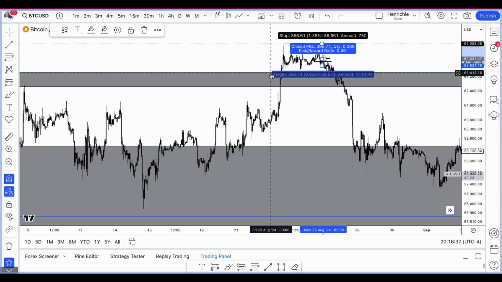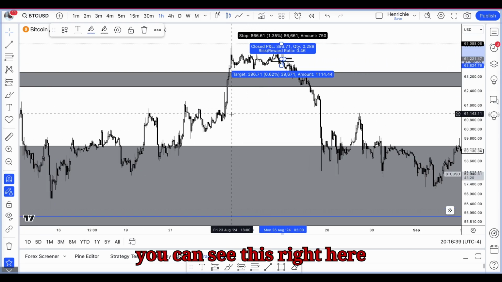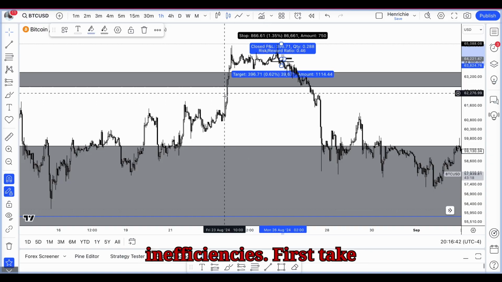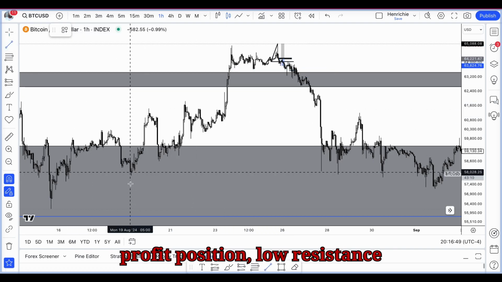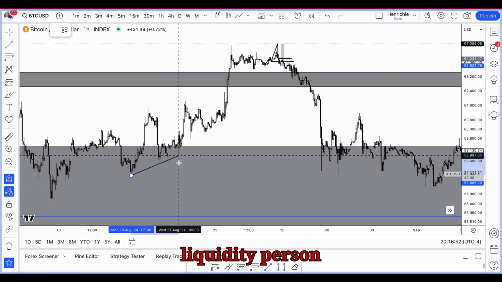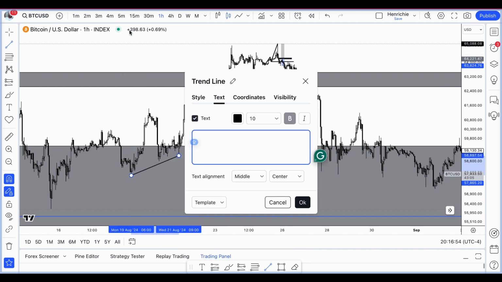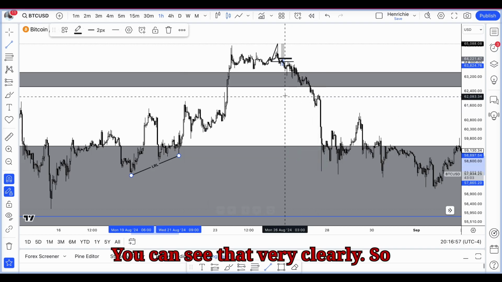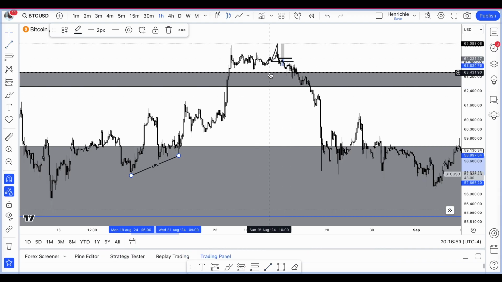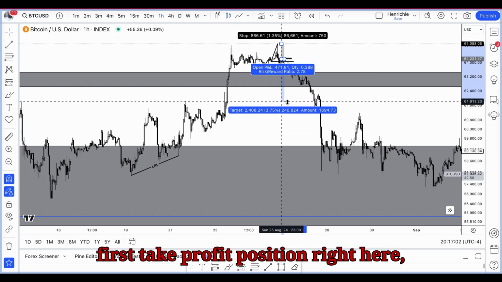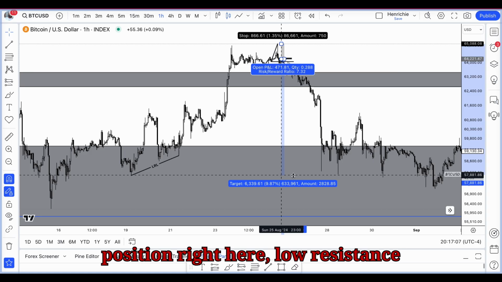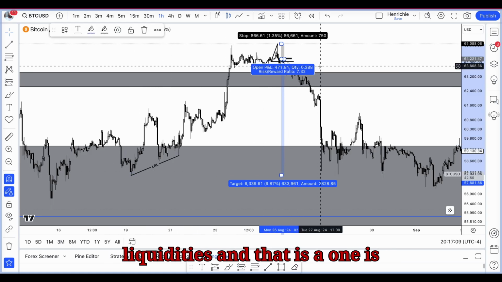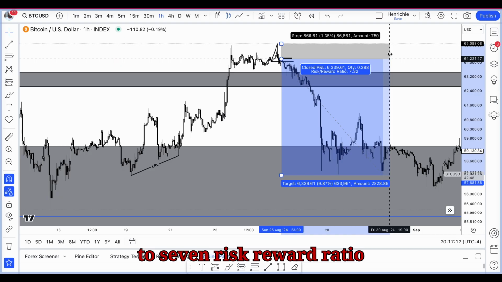Now right here, you can see this right here, inefficiencies. First take profit position, second take profit position, low resistance liquidity resting right here. You can see that very clearly. So first take profit position right here, 1:2.7. Second take profit position right here, low resistance liquidities, and that is a 1:7 risk to reward ratio right there.